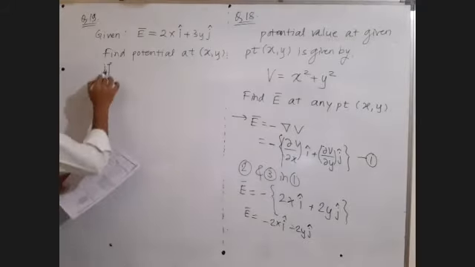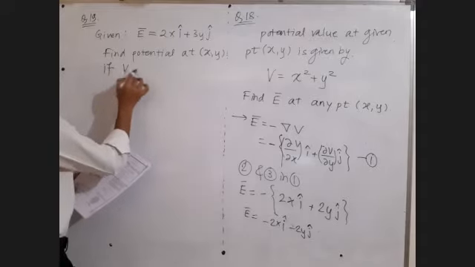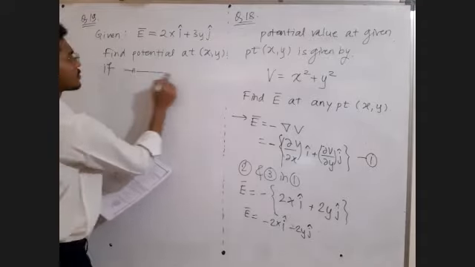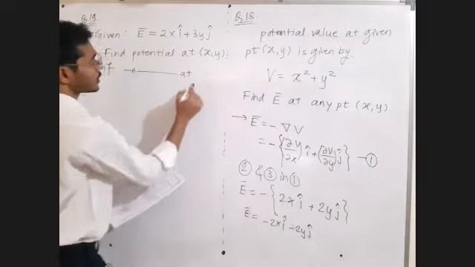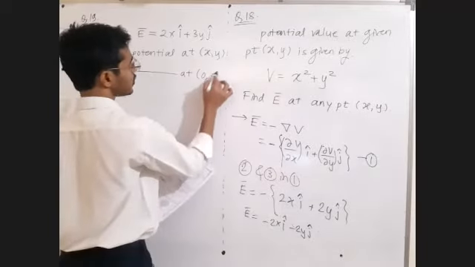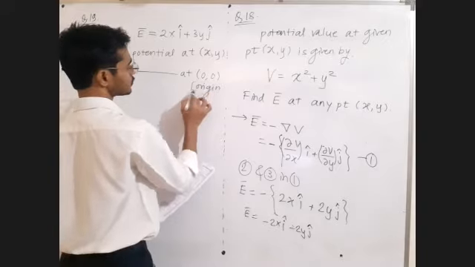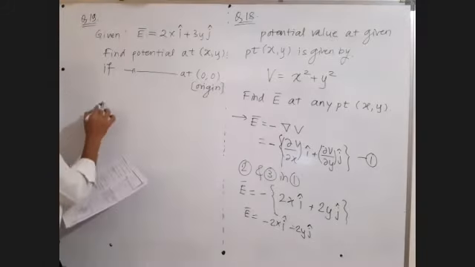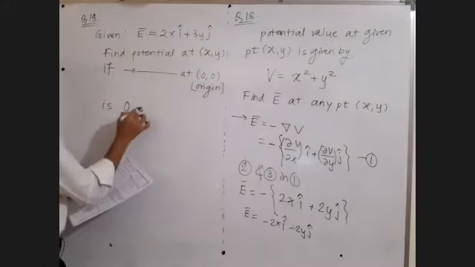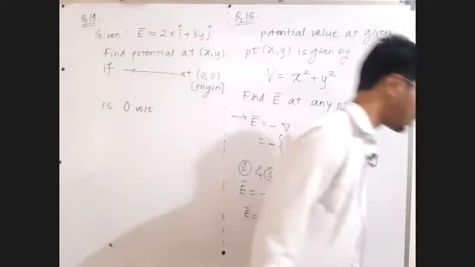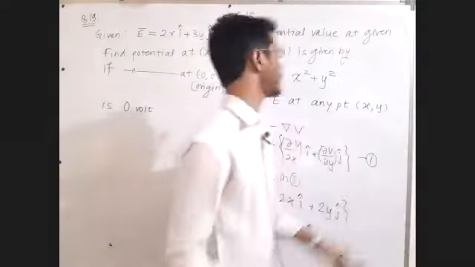If V at origin, they have written if V at origin. V at origin means potential at origin. Origin means 0, 0. The potential at origin is 0 volt. It is given in the question. Potential at first point is given and potential at any general point x y is asked.